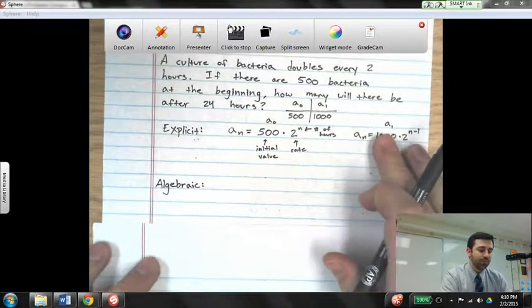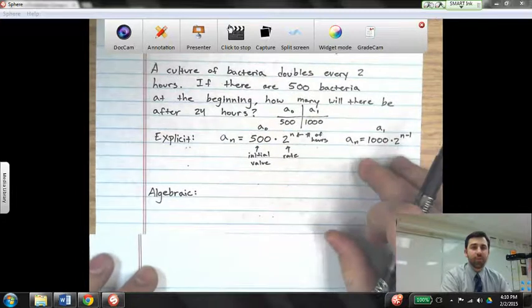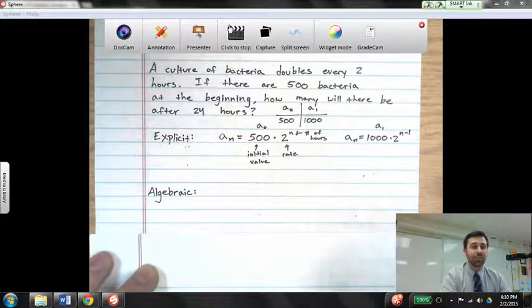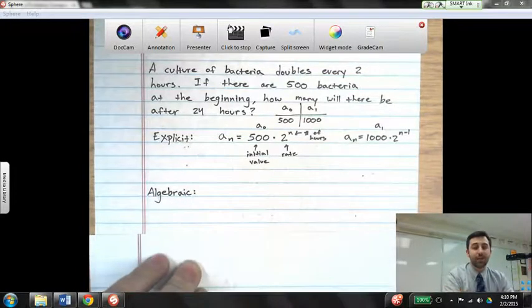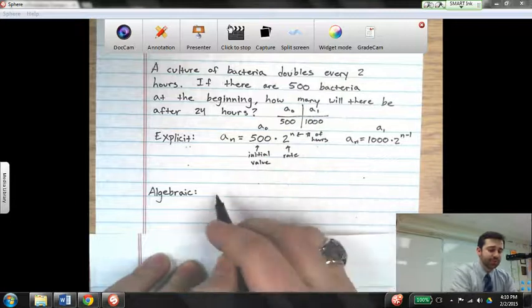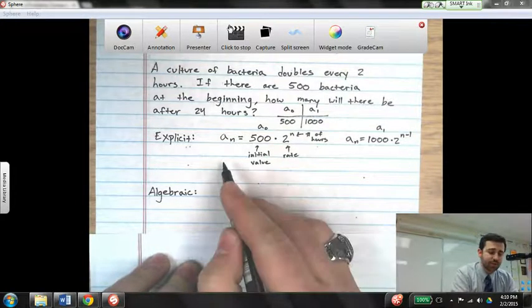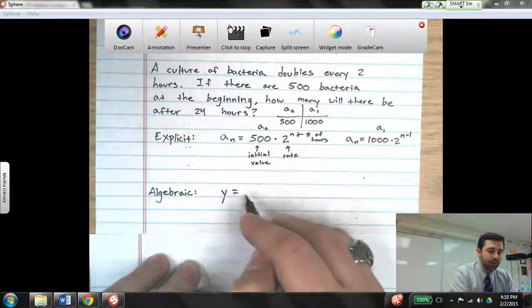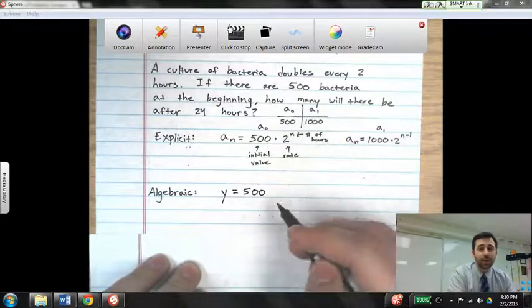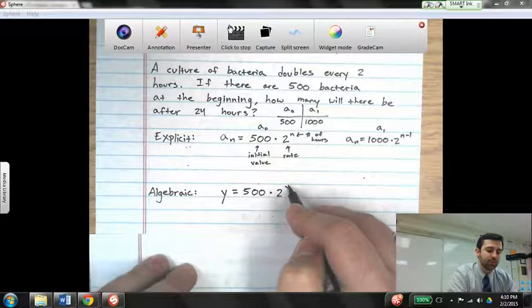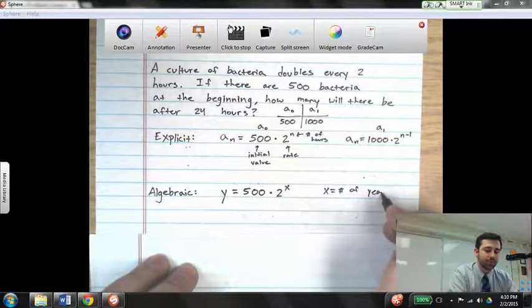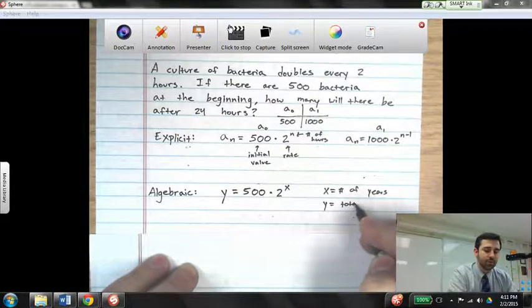Alright, so from our explicit form, we can actually develop an algebraic rule. Many of you saw this in arithmetic sequences, where the algebraic rule comes out to be linear, and you see that in the graph. However, for geometric, you'll notice it'll look very much like an exponential. So instead of a sub n, we will write y, and we will say y is equal to our initial value, so our a sub 0, times 2 to the x, where x is the number of hours and y represents total bacteria.